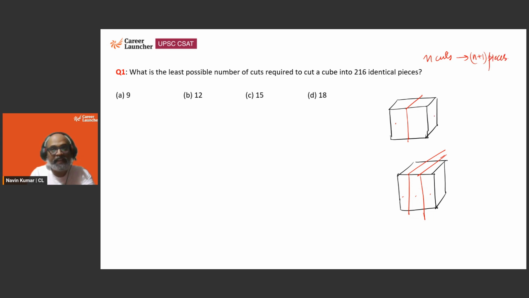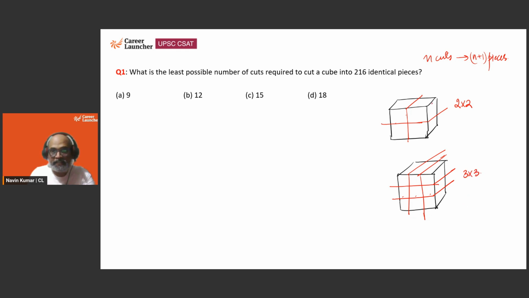Now since it's three dimensions, if I make another cut horizontally, parallel to the base, what will happen? I'll have two pieces above, two pieces below. So we will end up having four such shapes. If I make one cut, it will have two pieces. If I make one horizontal cut, it will have another two pieces. So we'll have four pieces. Similarly here, if we make two cuts horizontally, we will have three pieces and another three pieces.